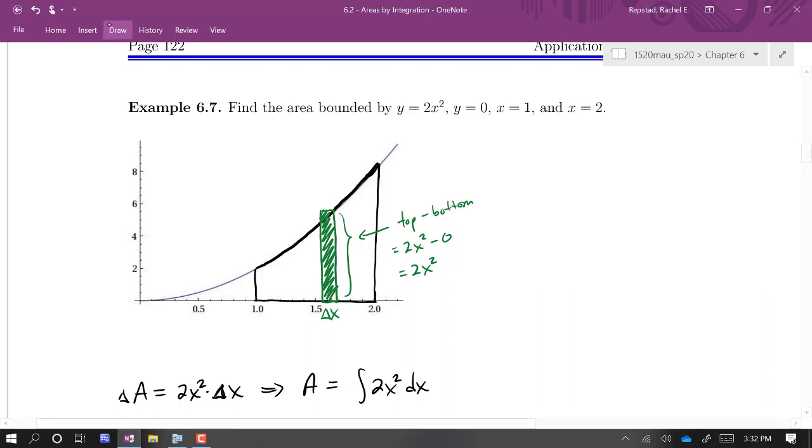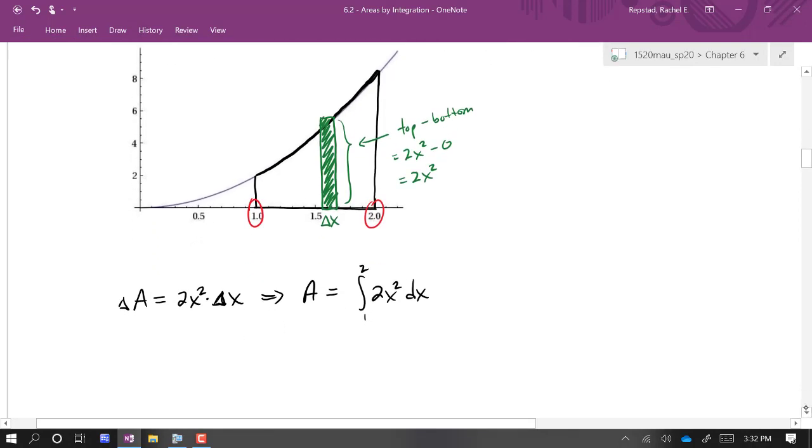And the limits of integration come from the physical boundaries of this region. How far to the left could I push that rectangle? How far to the right could I push that rectangle? So we are going to integrate from 1 to 2. Now we've taken this area problem and turned it into a definite integral problem. Now we know how to integrate this, right?